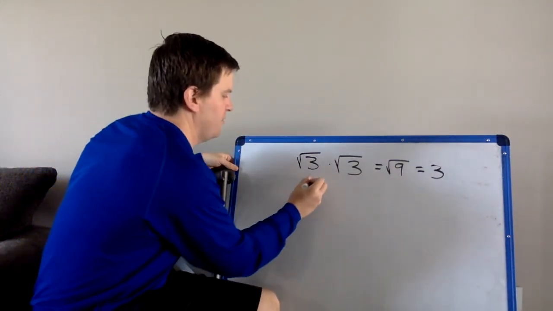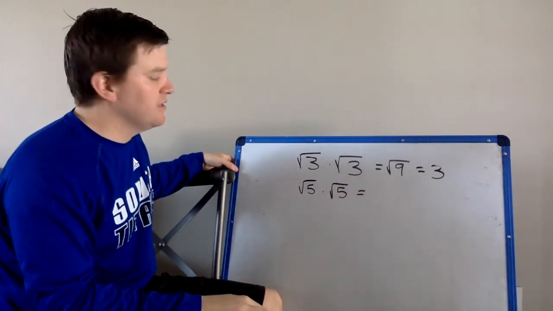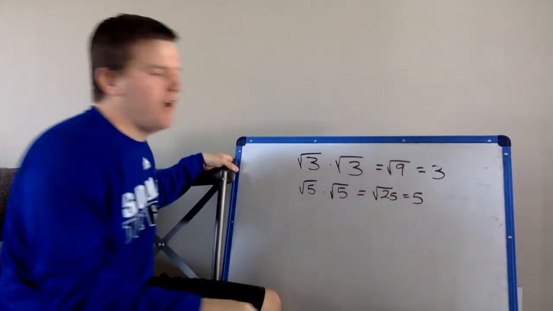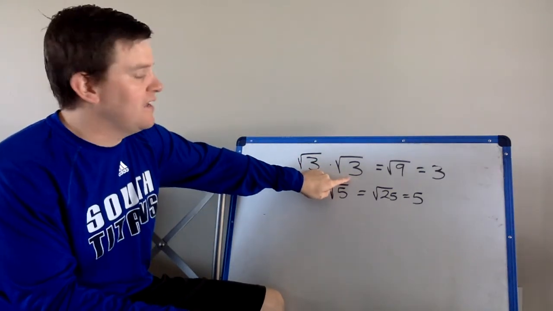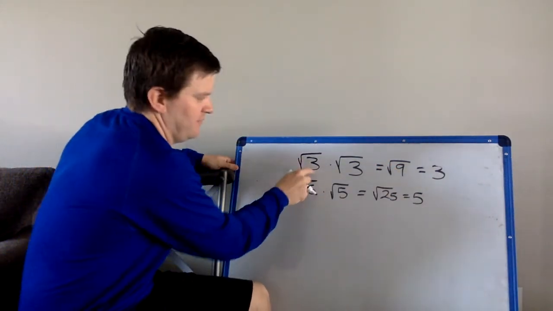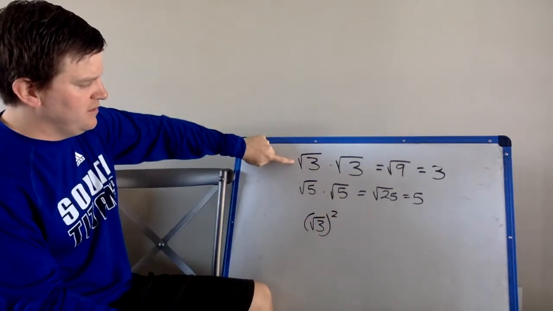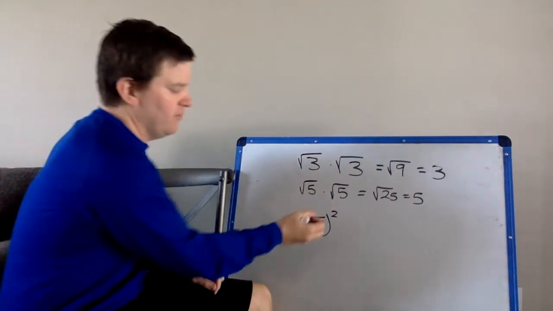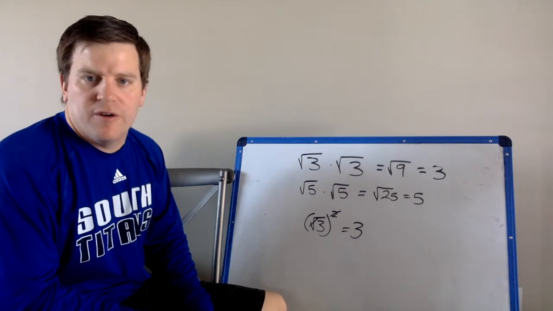Okay, let's try that again with 5. Square root of 5 times square root of 5. We know the square root of 5 times the square root of 5 is the square root of 25. And the square root of 25 is actually 5. Look at what we see here. When we multiply the same radical, it cancels out our radical sign, and it gives us just 3. If we think of this in a different way, as the square root of 3 squared, it's the same thing, just the square root of 3 twice. If we square a radical, it cancels out our radical sign, and we just get the radicand, the number underneath.